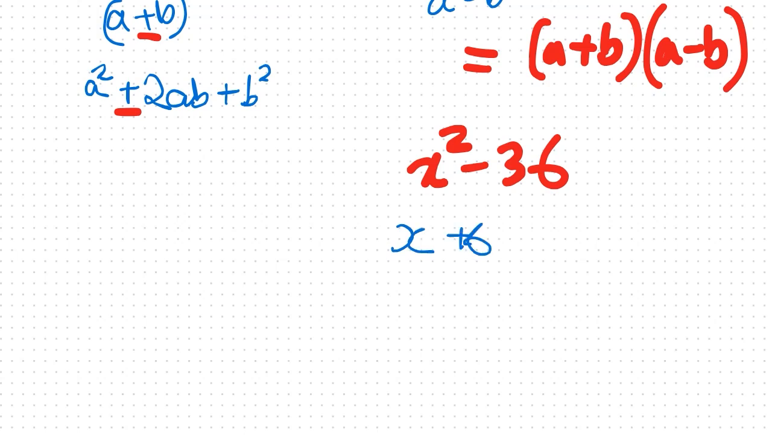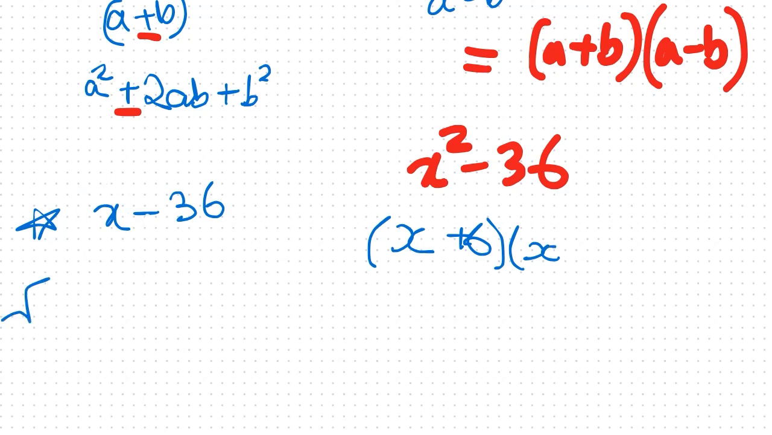Okay, so what if you write, let's say, x minus 36? That's just x minus 36, unless you have it root x. Root x plus 6, root x minus 6. Okay.